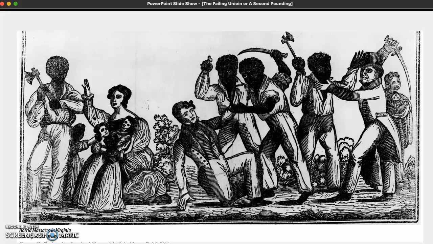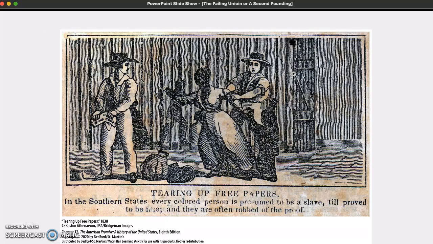Lastly, I wanted to address the issue of freedom papers. As you noticed from the previous slide, there were some free Black people. And as a direct result of that, we find that freedom often depended on pieces of paper that basically stated that people were free. And unfortunately, because that type of freedom is very tenuous, it was expected that if you were an individual who was Black in the South, that you were in fact enslaved.